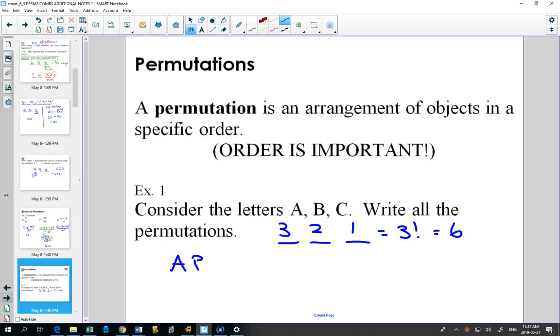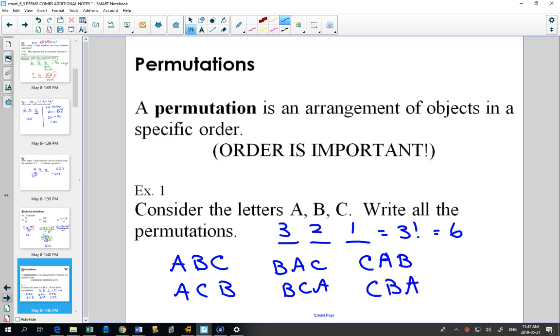And I can just sort of, the one starting with A, the one starting with B, and the one starting with C. And I can then write them all out and know that I've counted them all because there should be 6 in total.